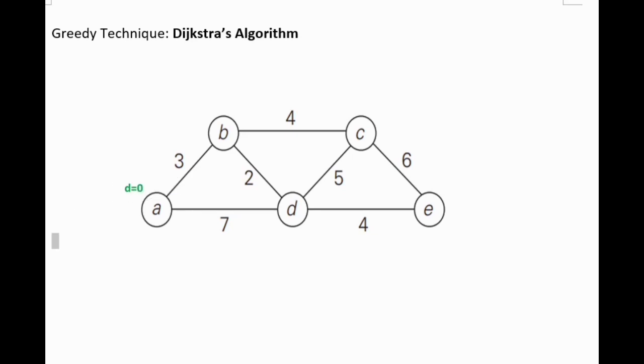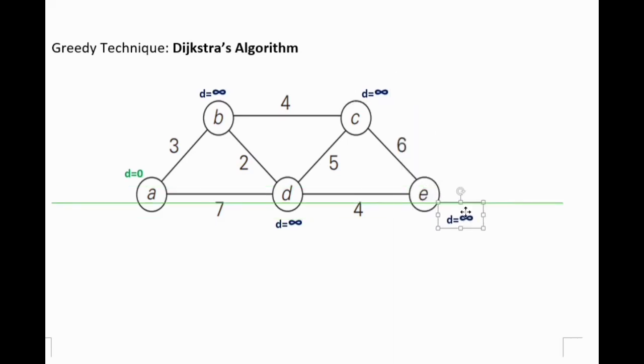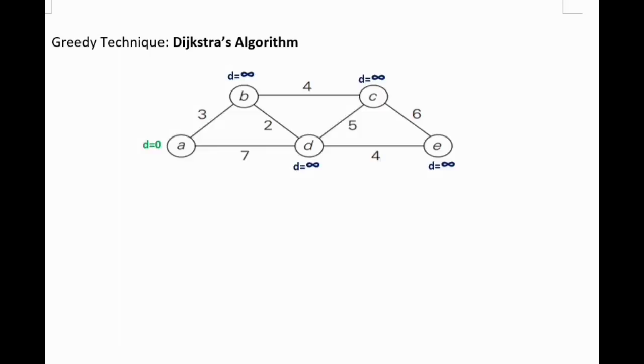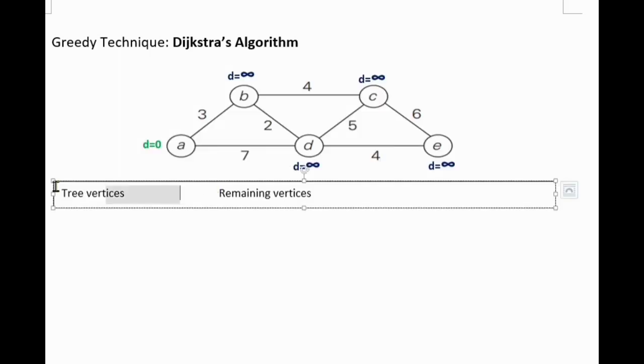To start, let's set the distance to the source vertex as 0 and set all other distances to infinity, as we can see here in Dijkstra's algorithm. For every vertex, set the distance to infinity and its penultimate vertex to null, and the source distance is 0. Below are the 3 vertices and its remaining vertices. To start the computation, let's start from the source A, where its distance is set to 0. And we will have here A, that is our starting source, and its distance is 0.